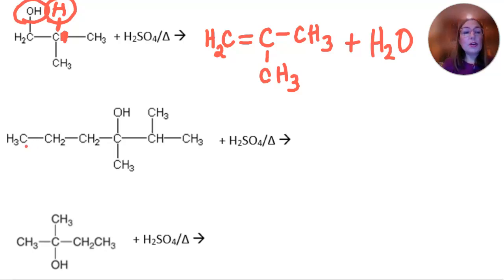Okay, let's look at the next one. We've got CH3, CH2, CH2, C. Now this C has an OH coming up and a CH3 coming down.